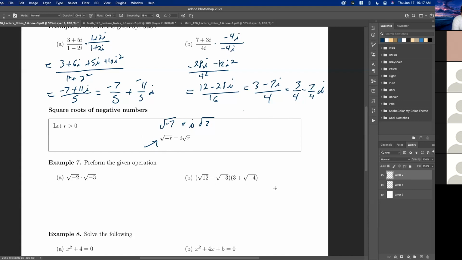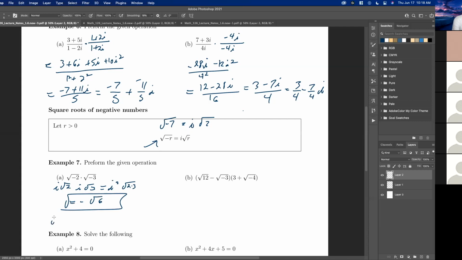And I want to do this very clearly because if you don't do it this way, you'll make mistakes. Let me explain why. The correct way to do this is I'll have i√2 times i√3. Then I can rewrite this as i² times √2 times √3, and remember, √2 times √3 is the same thing as √(2·3). And then we can define this to be negative √6. Please, please be very, very careful. This is the correct answer.